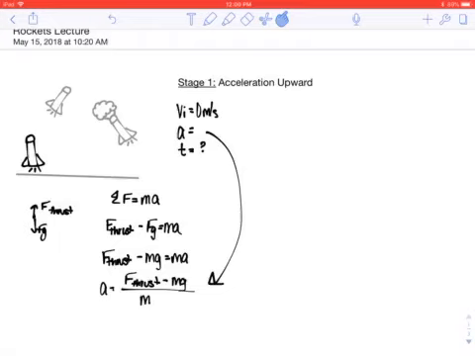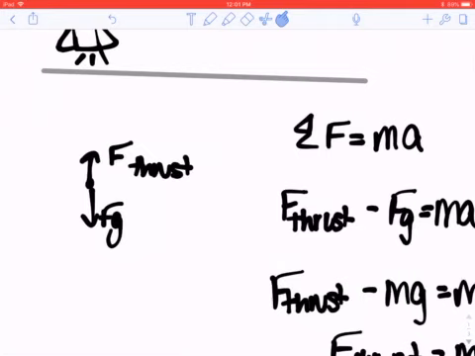Okay guys, so right now I'm going to talk to you about the 3 stages of a rocket and some safety precautions for the day of the launch. So the first stage is when the engine is thrusting and the rocket is accelerating upwards. In this stage, there are 2 forces acting upon it. We have the thrust force and gravity.